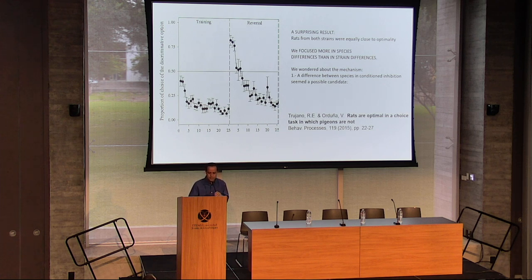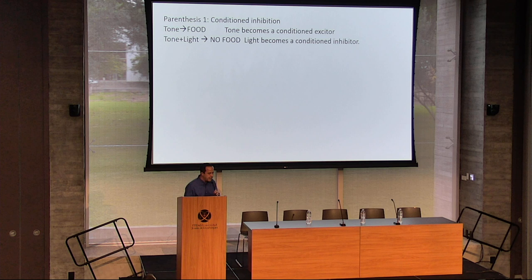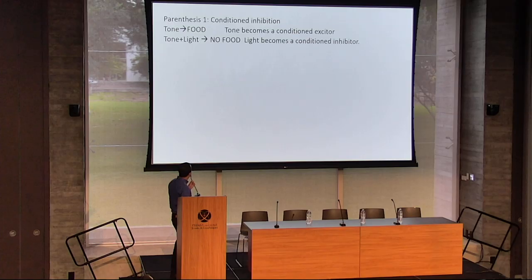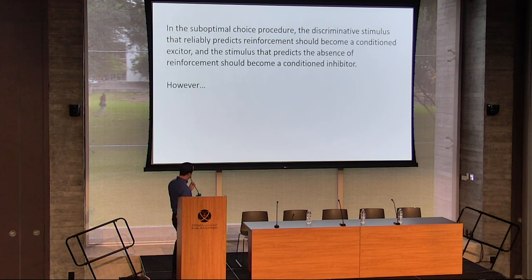And we wondered about the possible mechanism. A difference between species in conditioned inhibition seemed a possible candidate. So I want to make a parenthesis and explain some very, very basic concepts of conditioned inhibition. If a tone is contingently paired with food, the tone becomes a conditioned exciter. And if a compound tone plus light is associated with no food, the light becomes a conditioned inhibitor. In the suboptimal choice procedure, the discriminative stimulus that reliably predicts reinforcement should become a conditioned exciter, and the stimulus that predicts the absence of reinforcement should become a conditioned inhibitor.